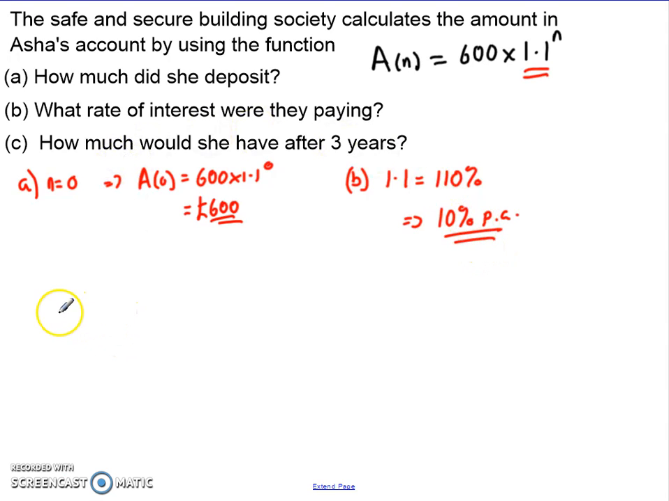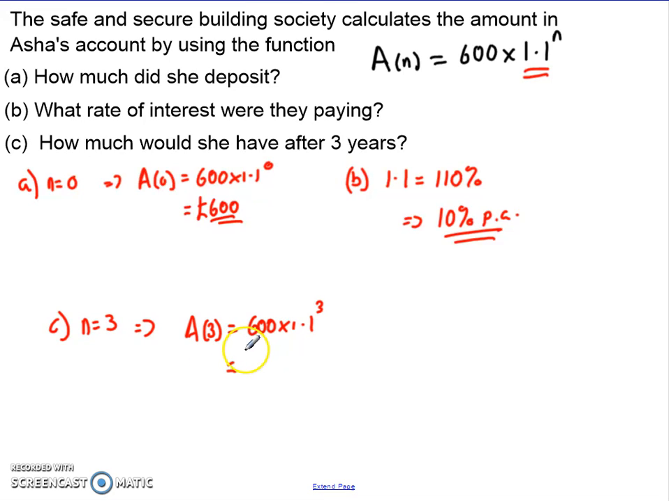Now part C was how much she would have in the account after 3 years. Well, we know that after 3 years, n is equal to 3. So in this case, we have to calculate A of 3, which is 600 times 1.1 to the power of 3. Now make sure you get this the right way round. Make sure your power of 3 is with the 1.1. A common mistake a lot of the time is people do 600 times 1.1, get an answer and then raise that answer to the power of 3 using the calculator. Make sure it's the 1.1 that gets the power of 3.